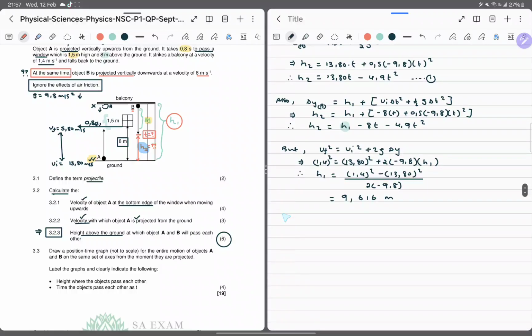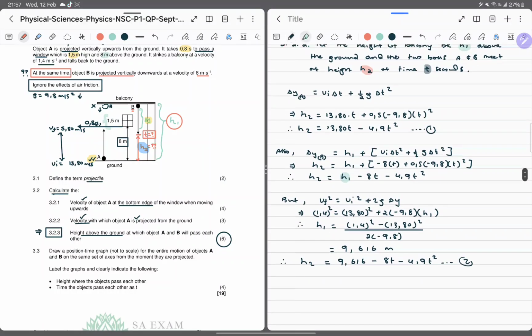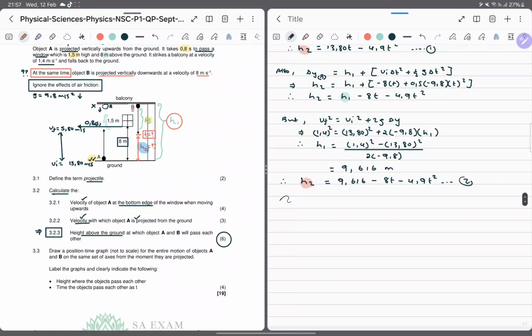So what can we conclude? We can say, therefore, that h2 in terms of ball B is going to be equal to 9.616 minus 8t minus 4.9t squared. Now we can make this one equation 2. But now what do we notice? h2 is equal to h2. So it's the same height.